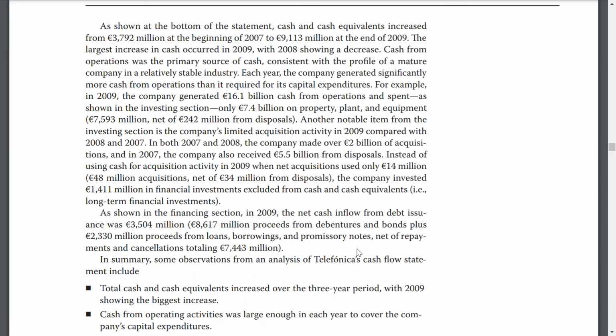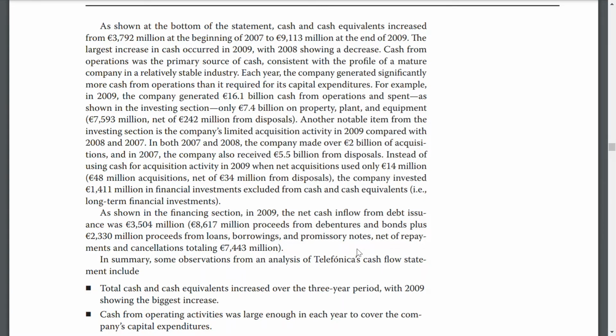As shown at the bottom of the statement, cash and cash equivalents increased from 3,792 million at the beginning of 2007 to 9,113 million at the end of 2009. The large increase in cash occurred in 2009, with 2008 showing a decrease. Cash from operations was the primary source of cash, consistent with the profile of a mature company in a relatively stable industry. Each year, the company generated significantly more cash from operations than it required for capital expenditure.